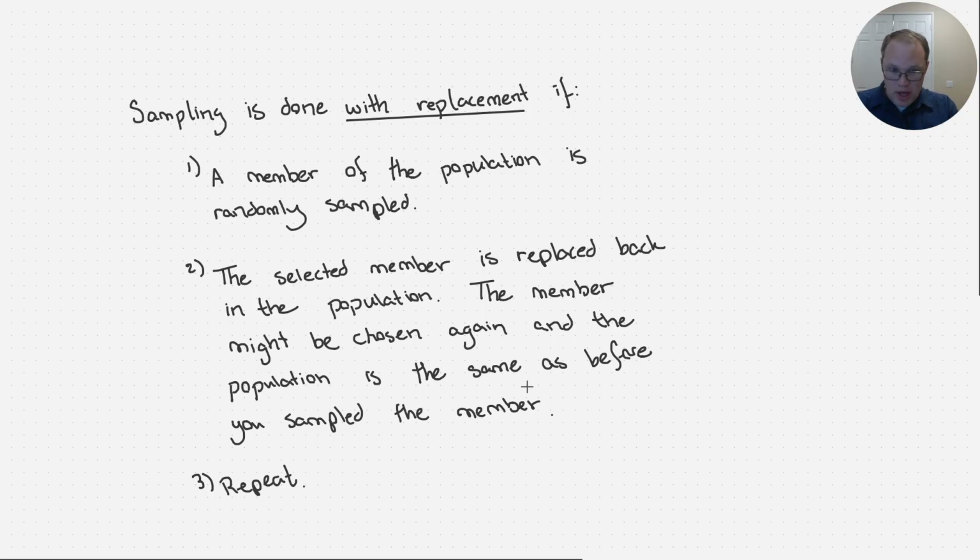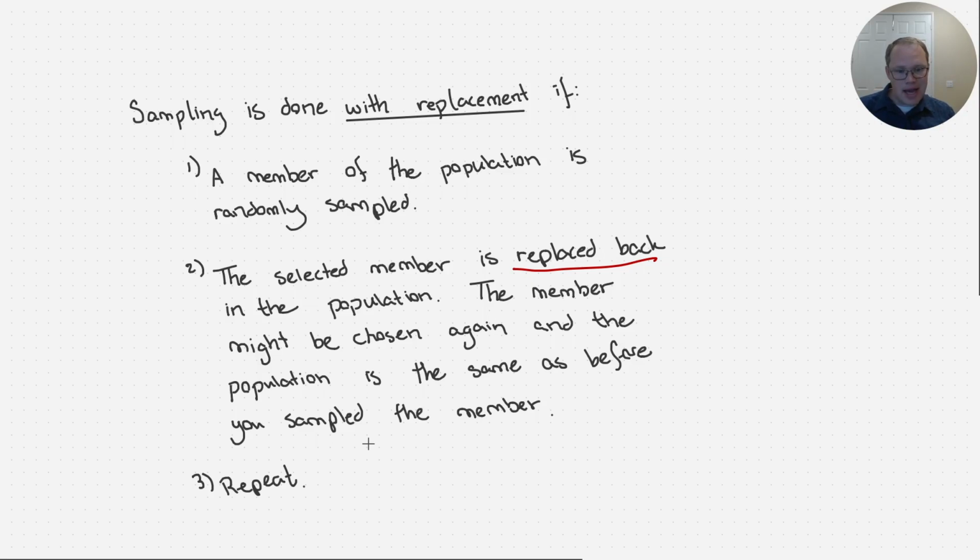Okay, you have a deck of cards. Say you randomly draw a card from the deck. Okay, it's the 3 of clubs. Now what do we do? We replace it back in the population. In this case, replace it back in the deck. Reshuffle so it's random again, and then you could pick again.